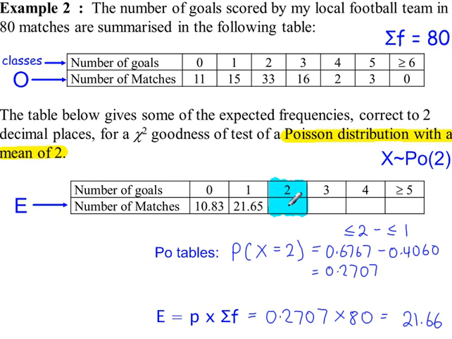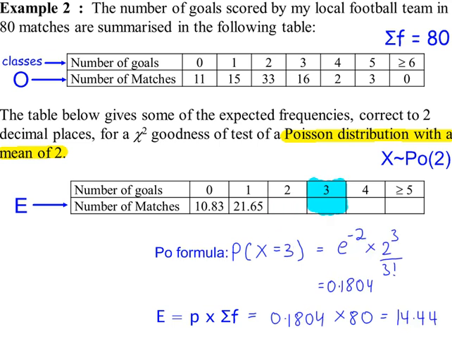We could have used the Poisson formula instead of the tables, like this. So for 3 goals scored, the expected frequency, using the formula, we need a probability first, and using the formula to get the probability, we have P(X = 3) is 0.1804, times the total frequency of 80, the expected frequency 14.44 here.